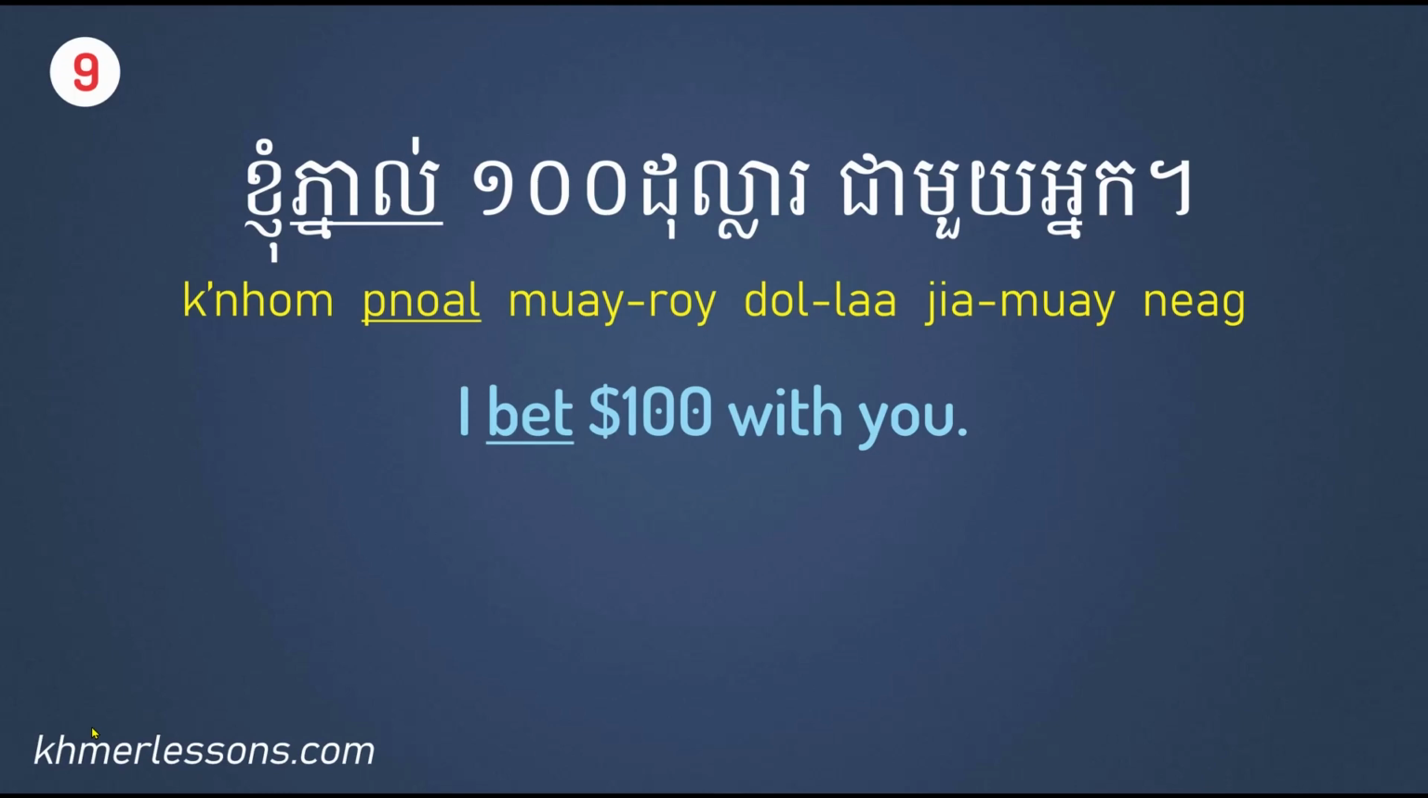I bet $100 with you. Khnyom phnol moi roi dollar chia moi nea. You know, moi roi dollar is $100 and chia moi is with. But for the word dollars, in Khmer, we use the same word, but the pronunciation is different, we say dollar, dollar.